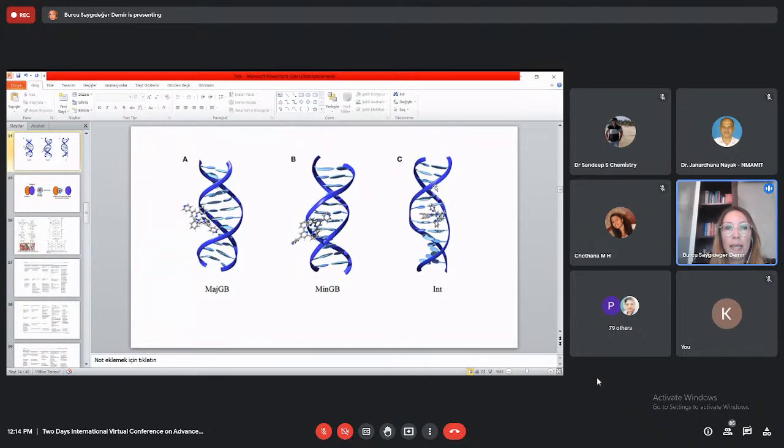Cisplatin binds to DNA, causes a change in the three-dimensional structure, and leads to the death of cancerous cells. Organometallic compounds interact with DNA in three ways. One is binding with the major grooves in the structure of the DNA. The second is binding with minor grooves. And the third is intercalative binding.